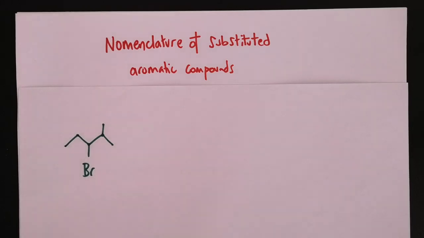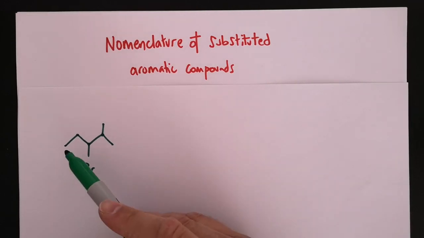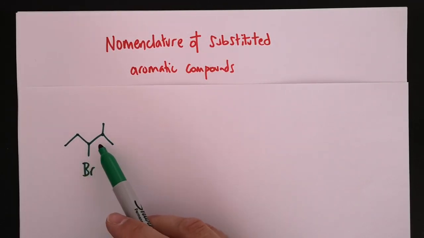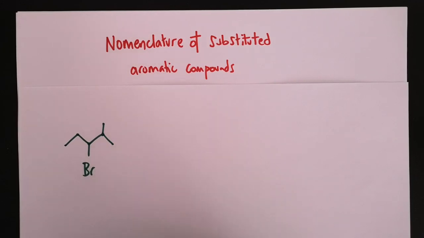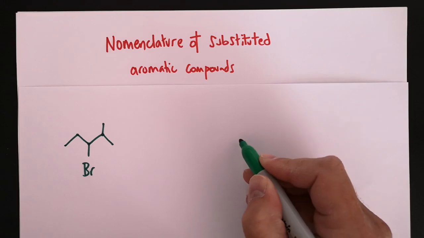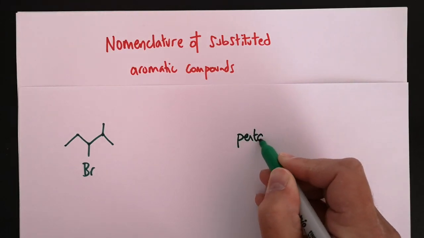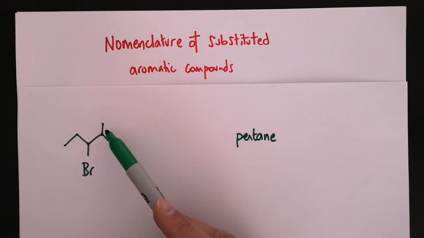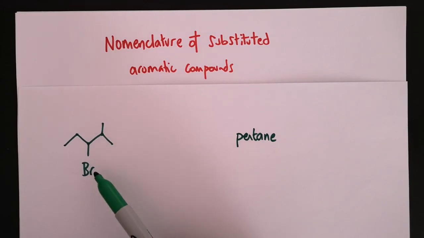Okay, so let's look at the key points when we're naming this molecule. You look for the longest chain first. Well, there are 5 carbons in the longest chain. There are no interesting functional groups that will come at the end of the name. So my stem is pentane. And then look for the substituents, the things that are coming off it, the branches. We have a methyl group and a bromo group.